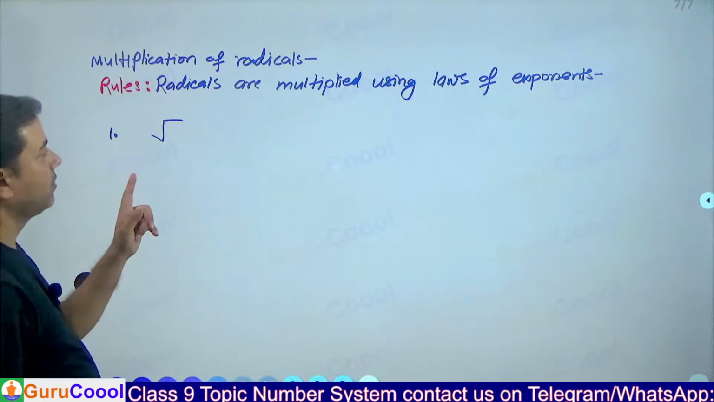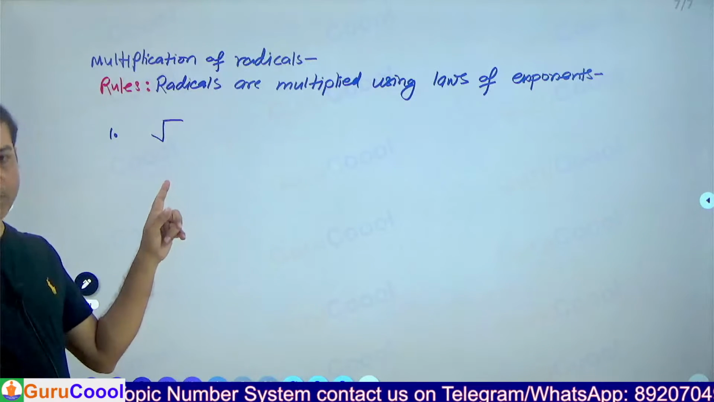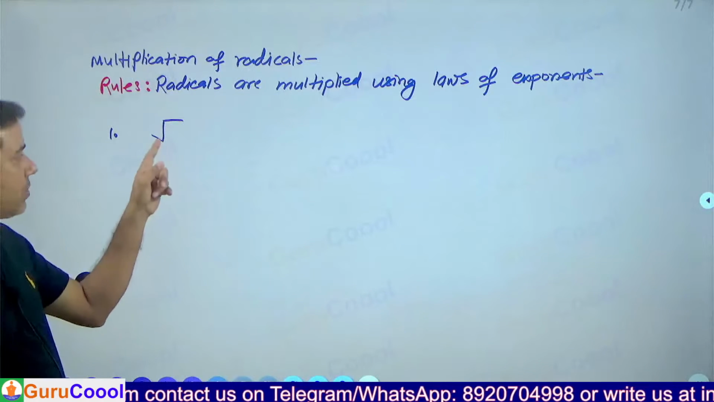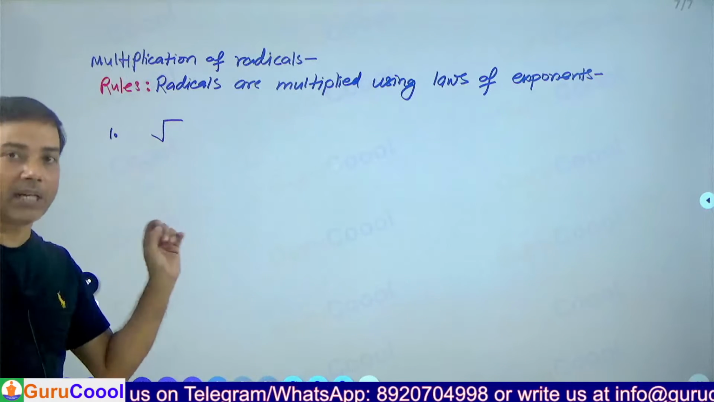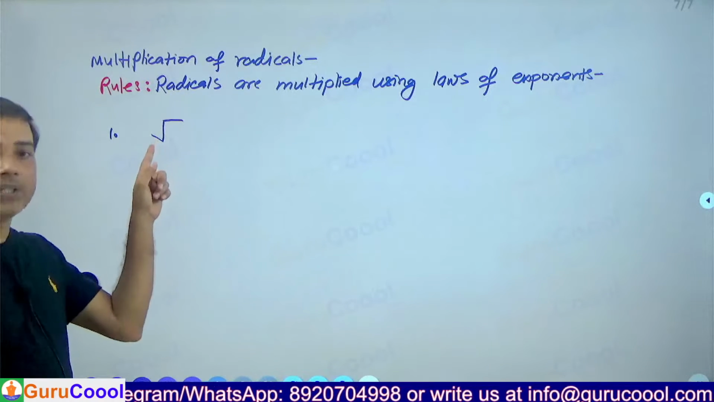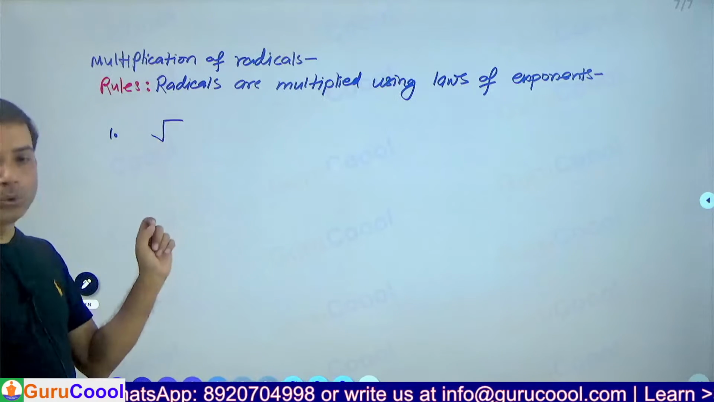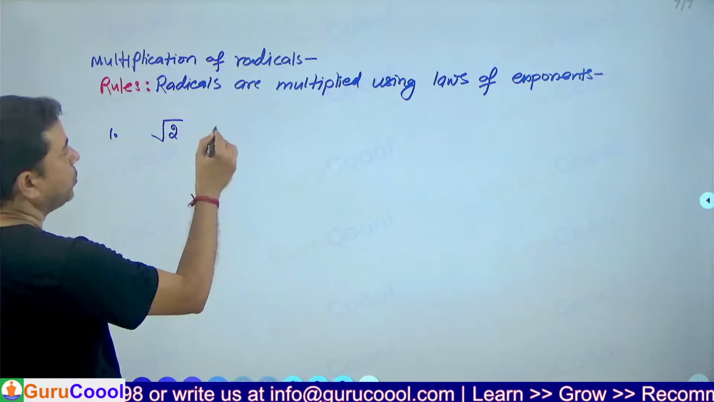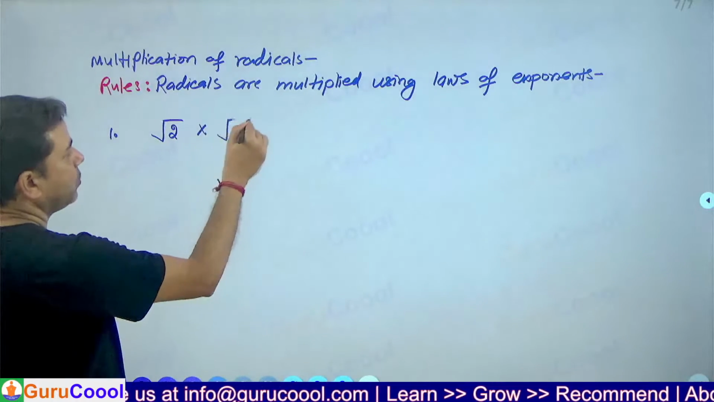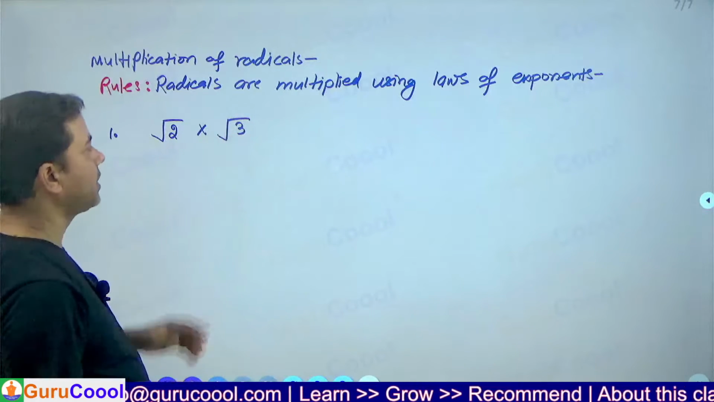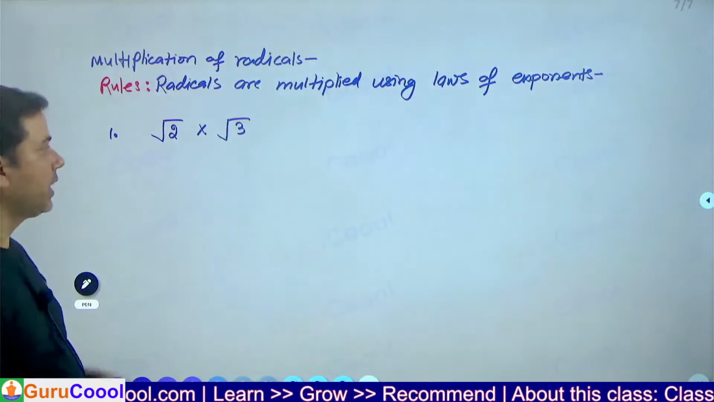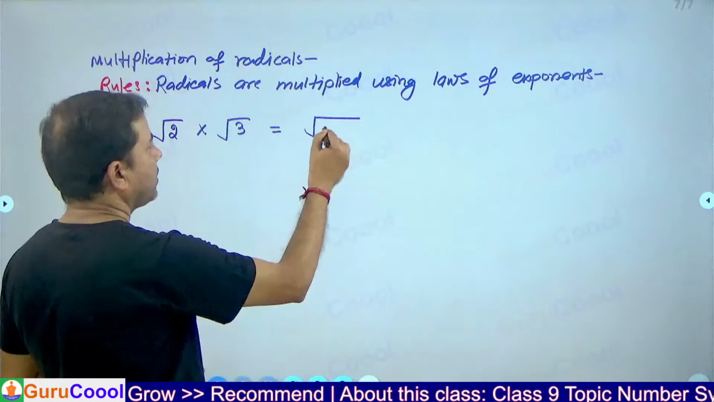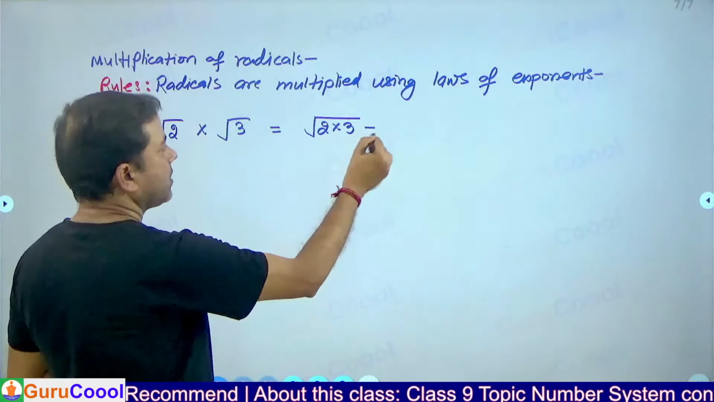What is this? Square root, right? Square root, because no number is visible, that means 2 is hidden. No number is visible in the V shape, so 2 by default is hidden. This is root 2 and we have to multiply this with root 3. Different numbers inside the square root sign, n value same. To multiply, you write 2 times 3, that is root 6.